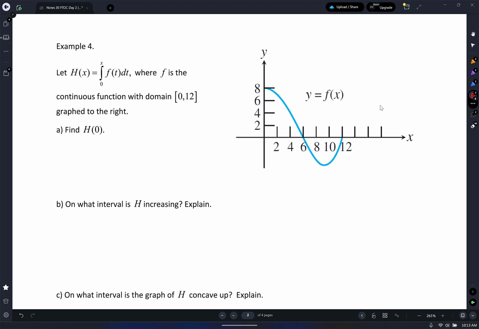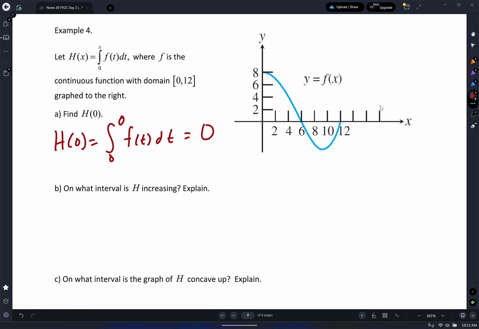All right, h of 0. So h of 0 equals the integral from 0 to 0, because that's what I put in. Wherever there's an x, you put a 0 there, of f of t dt. So this is going to equal 0. Cool or not cool? Cool.